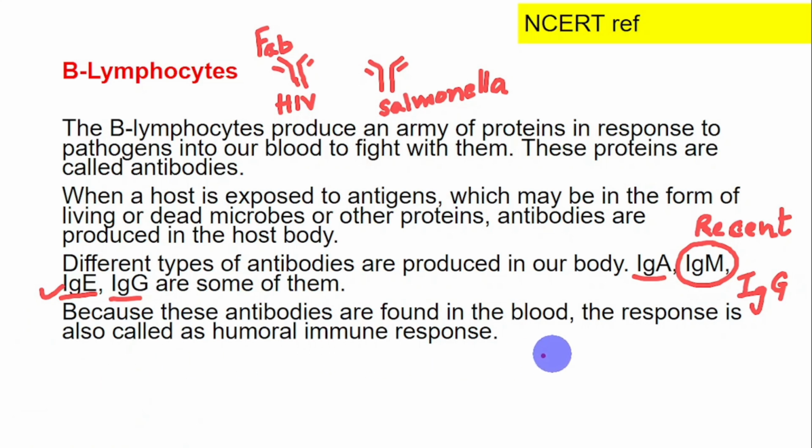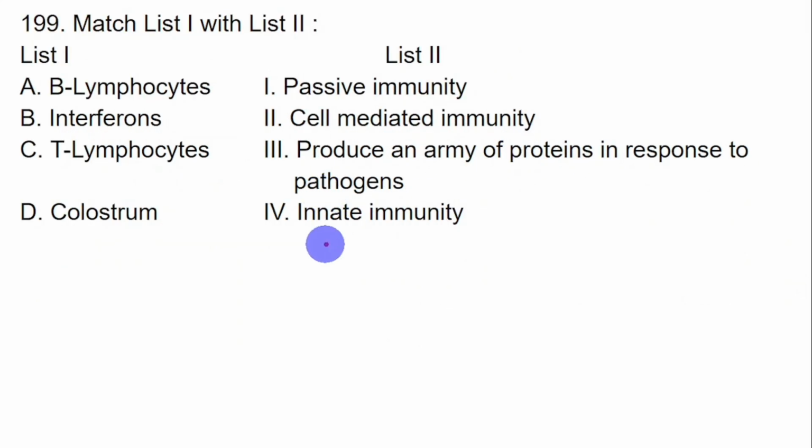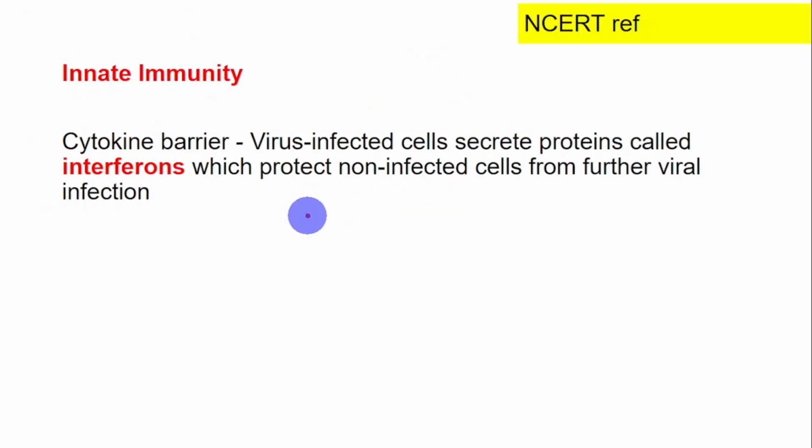Because these antibodies are found in blood, the response is also called humoral immune response. So humor indicates the blood, okay? So humoral immune response basically talks about antibody mediated immune response. So the main point which was asked in this question is match B lymphocytes with their ability to produce an army of proteins.